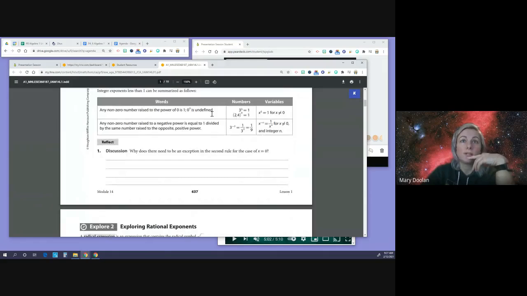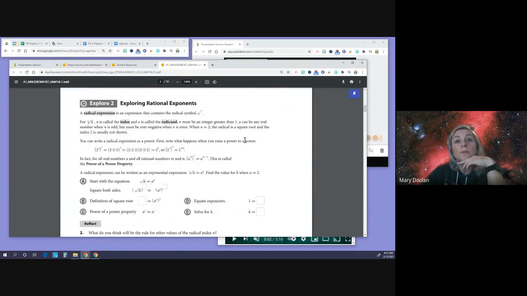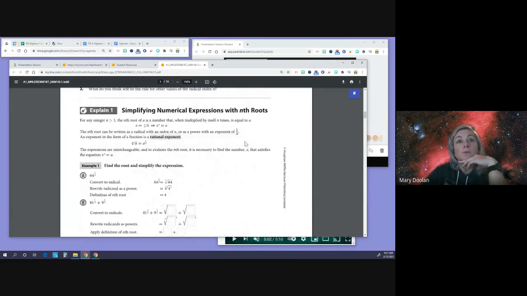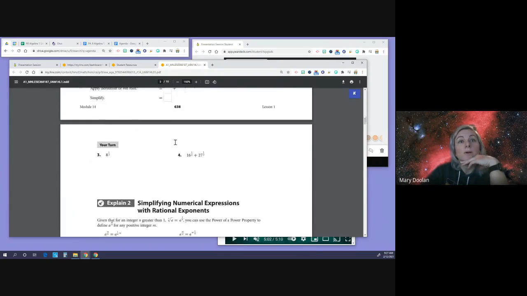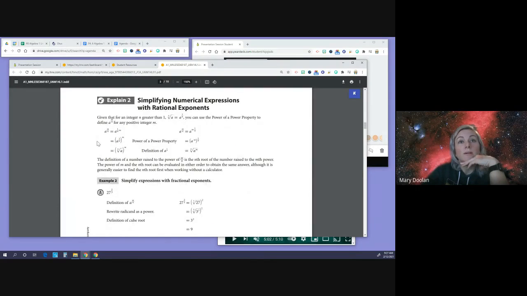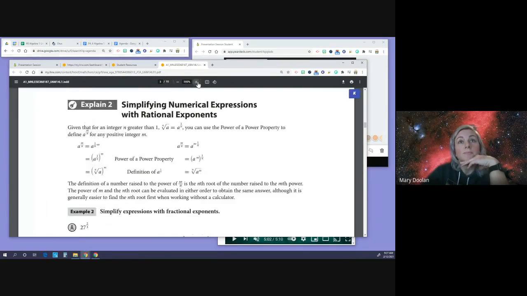We covered this when you raise something to 0 power equals 1. When you raise something to a negative power, you actually do a reciprocal here, and then that becomes a positive power. This is where we were on Tuesday. The nth root of a is equal to a to the 1 over n power. And now we're looking at when a to the m over n power equals a to the 1 over n times m.